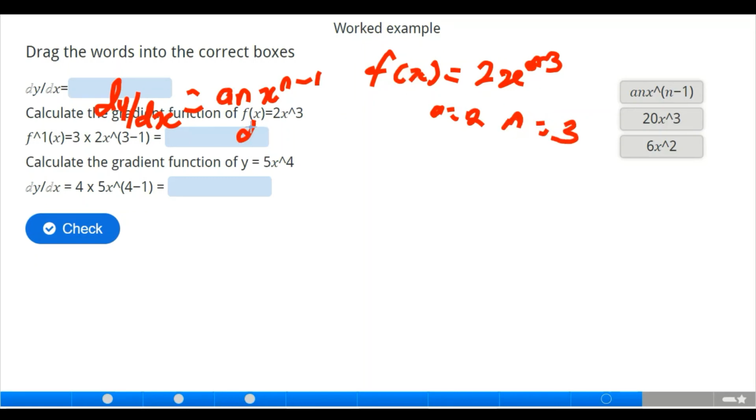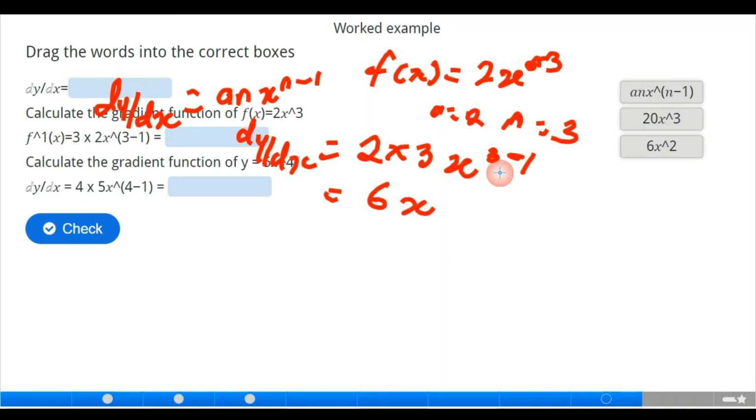Now let's come here. We have dy/dx equals a n x^(n-1). a is what? 2, right? Okay, what is n? We said n is 3, so we are multiplying by 3, x^(3-1). Now if we have that, it's going to be 2 times 3, which is 6, okay? So 3 minus 1 is what? That's 2. So we have 6x raised to power 2.